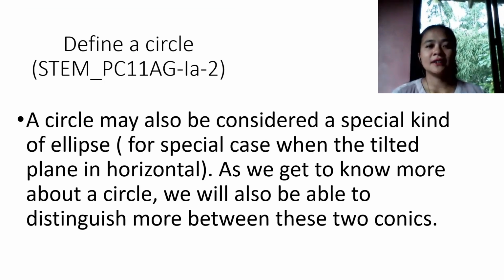Let's now define a circle. A circle may also be considered a special kind of ellipse, the special case when the tilted plane is horizontal, as you have seen in figure 1.1. As we get to know more about a circle, we will also be able to distinguish between these two conics.